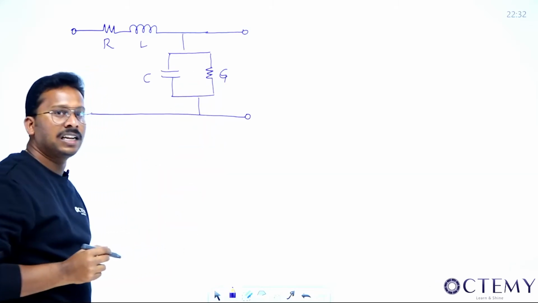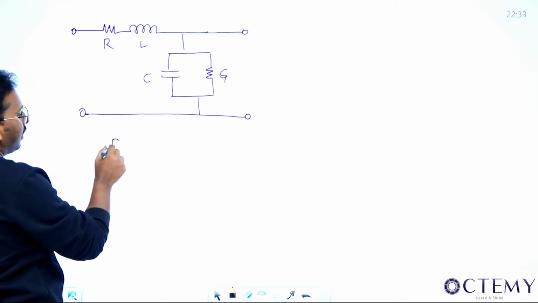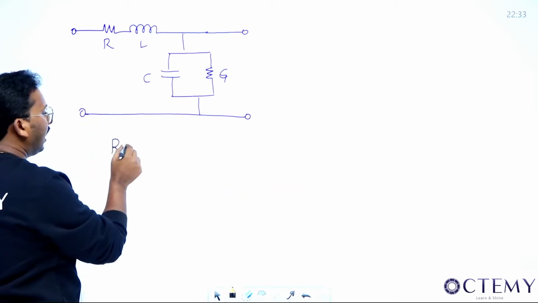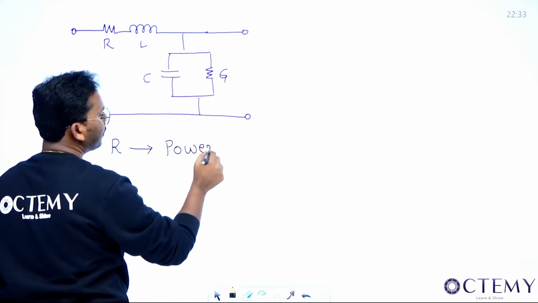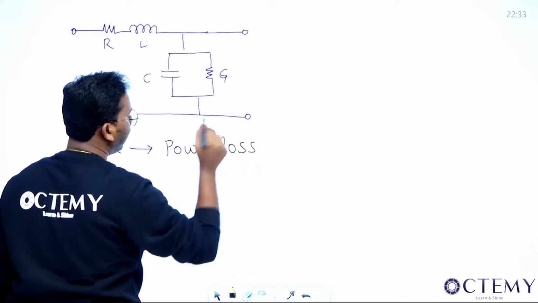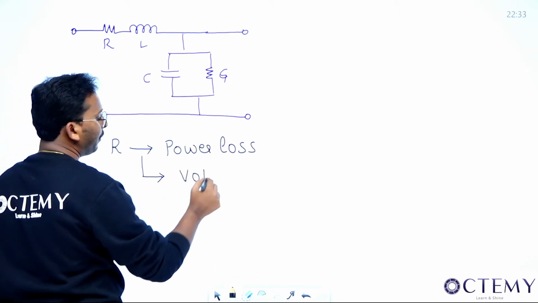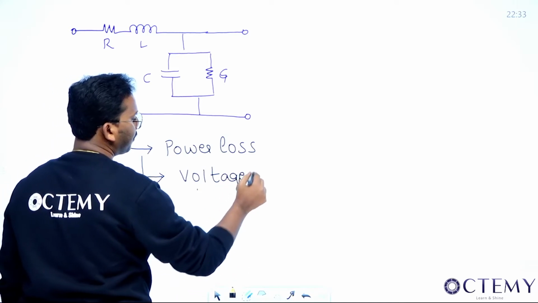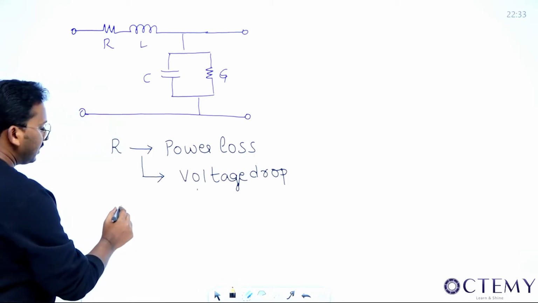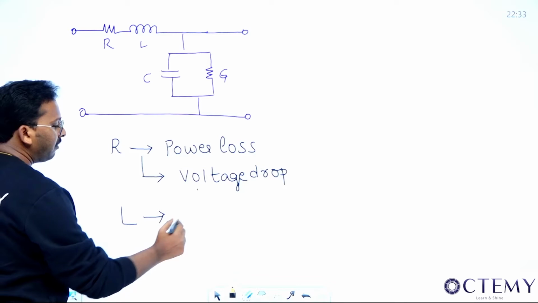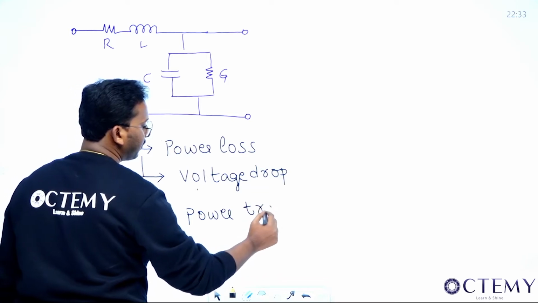Now let us see what is the significance of each parameter. Now if you want to talk about the resistance, it's a series parameter because it is depending on current, and the main importance of this is in the contribution of power loss. The second significance of the resistance I can take as voltage drop. Next, the significance of inductance is also in power transfer capability. It is not in power loss, sir. It is in power transfer capability.